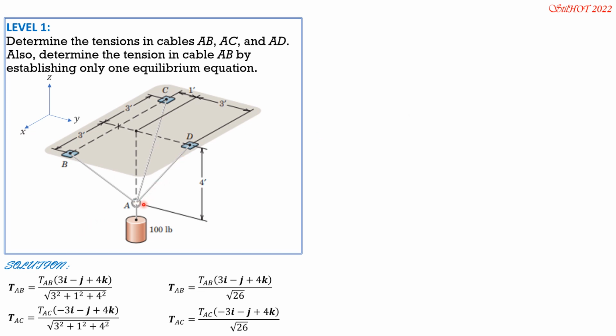Finally, tension AD is from A to D up 4, then along Y +3. So in vector form, tension AD is magnitude of tension AD, quantity 3J plus 4K over square root of 0 squared along X plus 3 squared plus 4 squared. Simplifying, that's magnitude of tension AD times 3J plus 4K over 5.